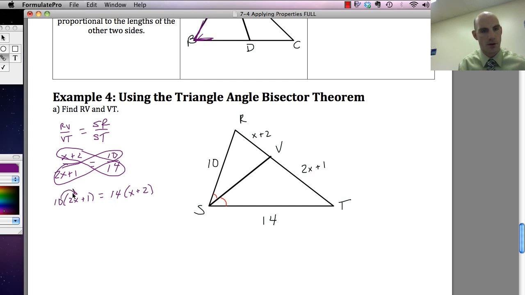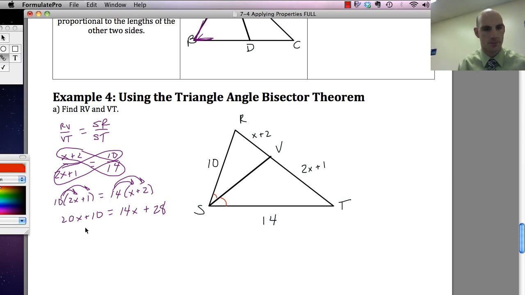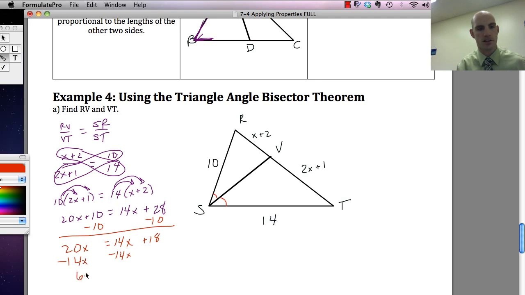I'm going to use the distributive property here and here to give me the cross product. So 20x plus 10 is equal to 14x plus 28. Okay, I've got this equation here. I'll combine like terms, and you know what, guys? I'll even use a different color. Let's use a little bit of a red color here. Subtract 10 from both sides. 20x equals 14x plus 18. And I'll subtract 14x. I'll subtract 14x. 6x equals 18. So x is equal to 3.